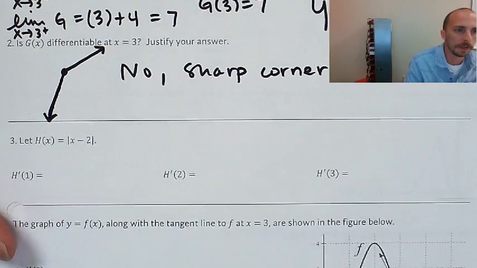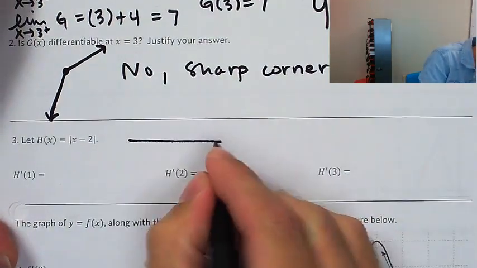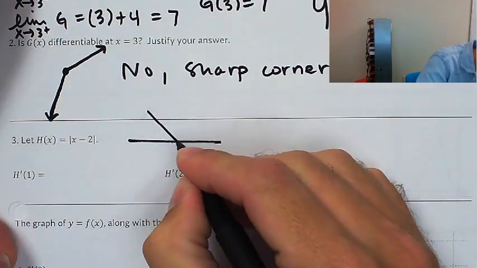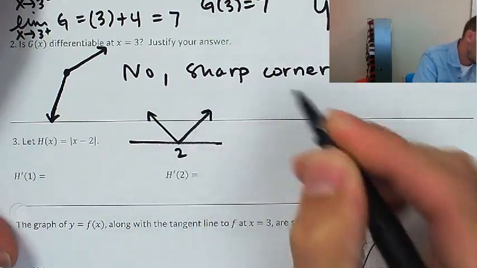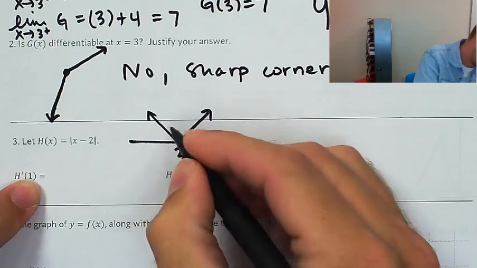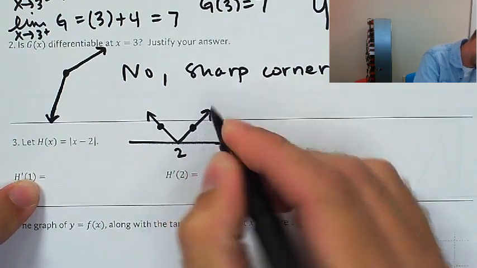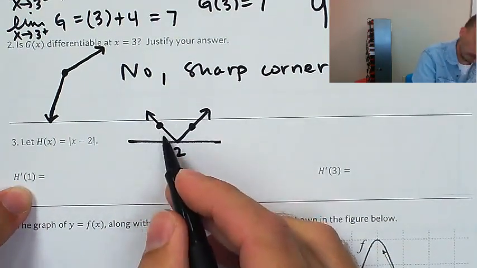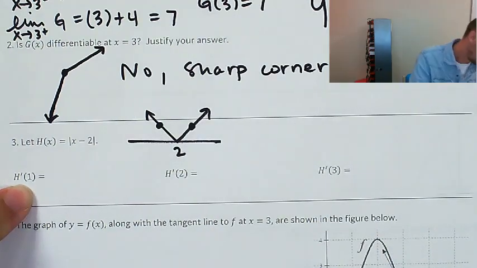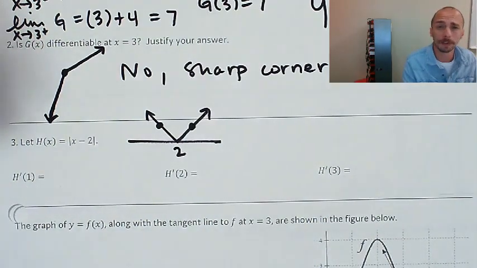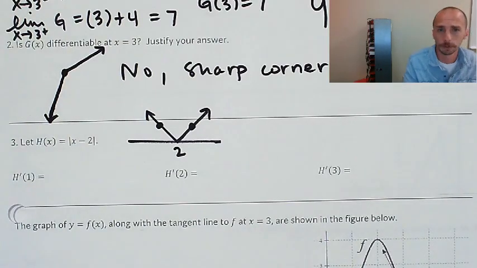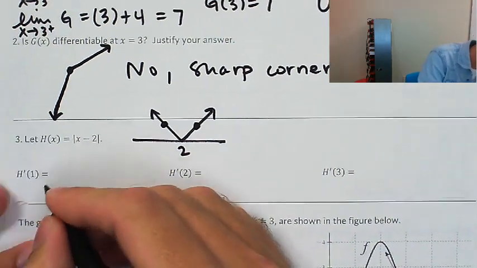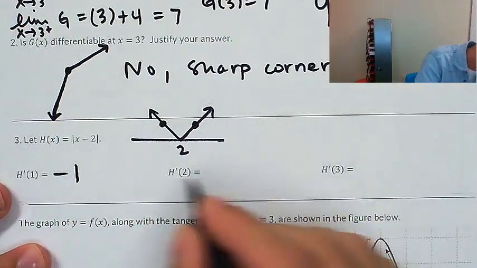Now we're going to let h of x equal the absolute value of x minus 2. And I might just draw a picture of the graph of that. Okay, it makes a V, right? So h prime of 1 is the slope at a point like here. The slope of this is going to be negative 1, pardon me. We know that absolute value of x is equal to x when x is positive and negative x when x is negative. We know that the slopes of these things are 1, I guess, from our experience with that function. Okay, so h prime of 1 is negative 1.